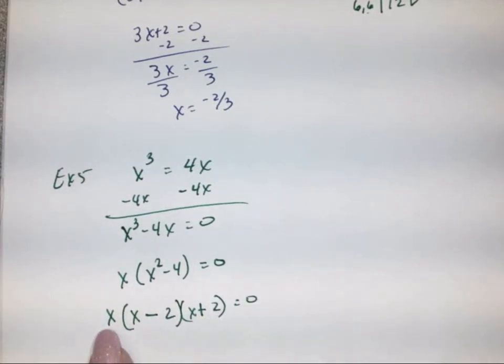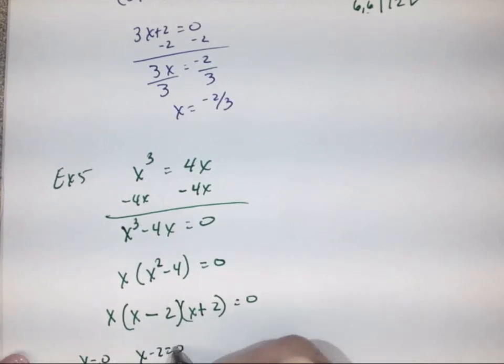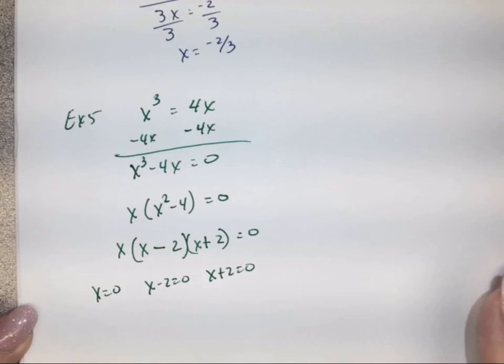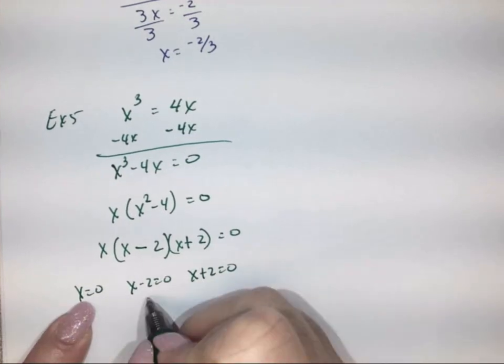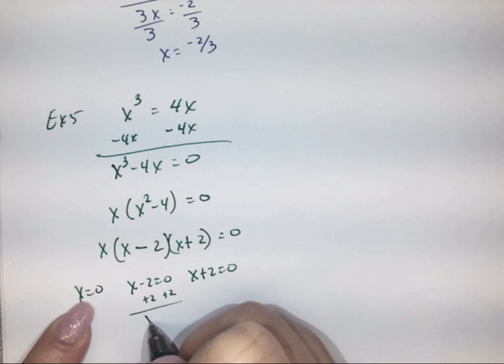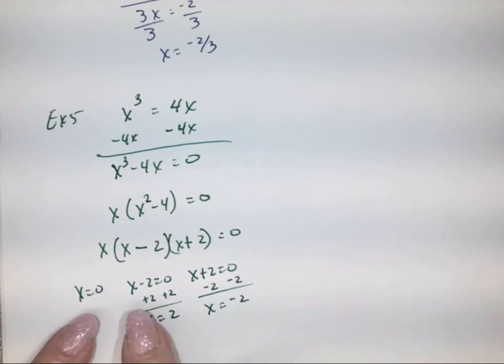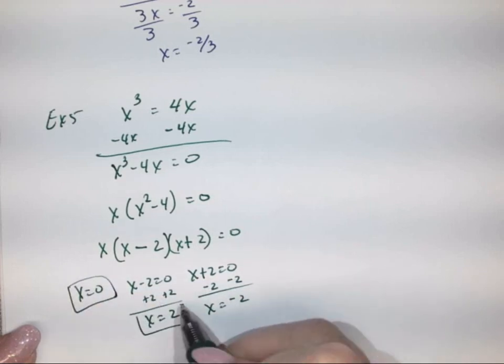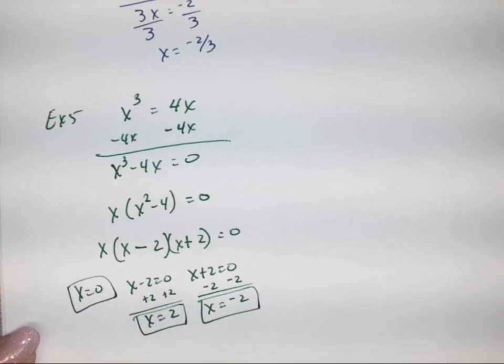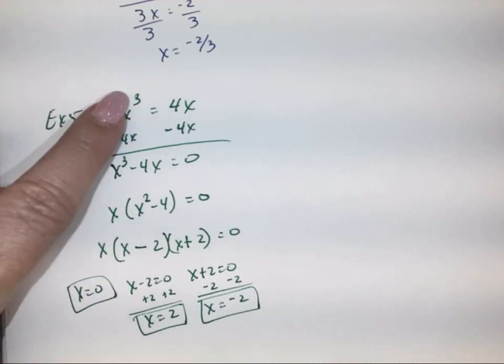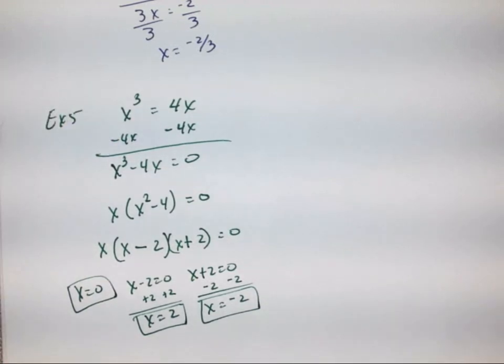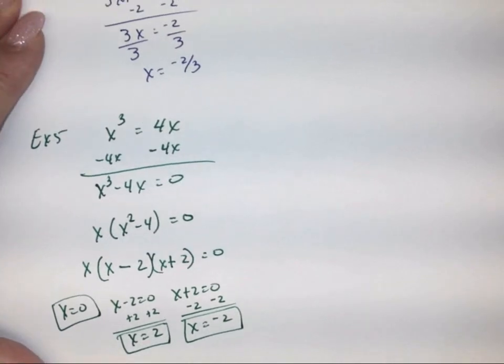Now this time we have 3 terms. So we have to set the x equal to 0, the x minus 2 equal to 0, and the x plus 2 equal to 0. So this one's already solved. We'll add the 2 over and get x equal to 2. Subtract the 2, and we get x equals negative 2. So this one actually has 3 answers. We've got 1 here, 1 here, and 1 there. So there's 3 answers for that one, which makes sense because we have an x cubed. All right, let's do one that's similar to that.